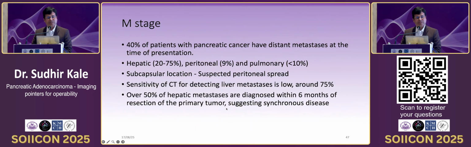So coming to M stage, as we already discussed, 40% of the patients with pancreatic cancer have distant metastasis at the time of presentation. Hepatic is around 20 to 75%. So where to look for metastasis? Look at the liver, look at the peritoneum, look at the lungs. If you cover at least these three organs whenever you see a pancreatic cancer, you are covering 90 to 95% of the distant metastatic regions. Also note subcapsular location and suspected peritoneal spread.